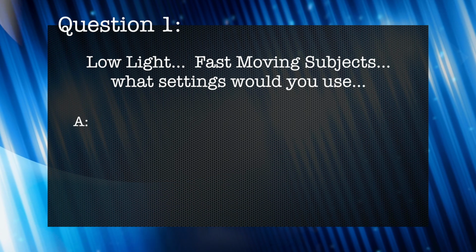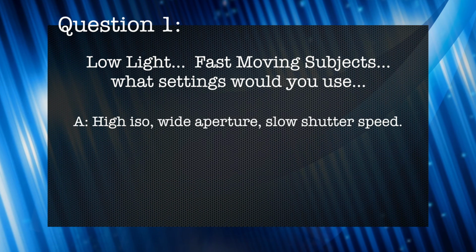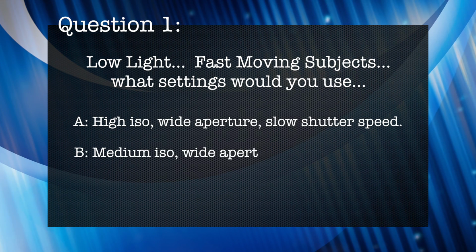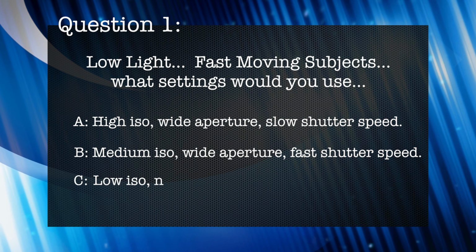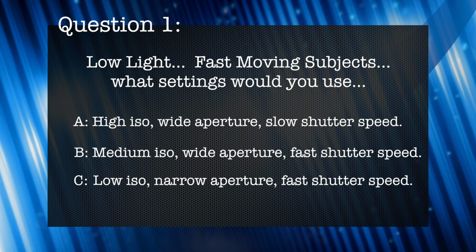A. High ISO, wide aperture, and slow shutter speed. B. Medium ISO, wide aperture, and fast shutter speed. Or C. Low ISO, narrow aperture, and fast shutter speed.